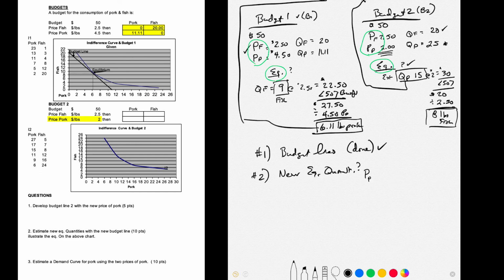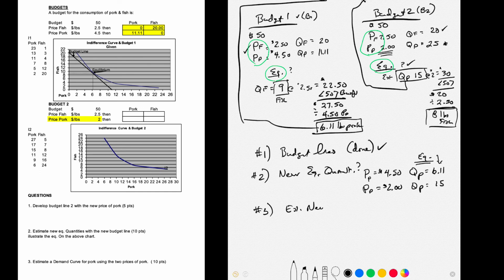So the price of pork changed, and it changed from $4.50, which is where it originally was. And when it was $4.50, we could buy, or would buy, 6.11. Now make sure you don't mix that up. The budget line would allow us to buy way more, but 6.11 was the equilibrium. When the price moved to $2, the equilibrium was 15. So for number 2, when we talk about equilibrium quantities, make sure you don't mess up and use the budgets.